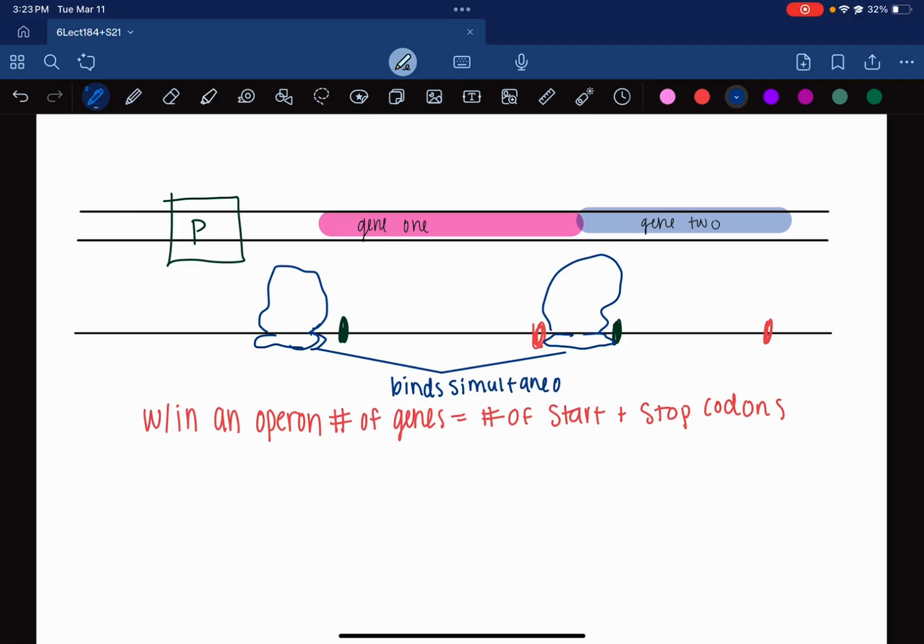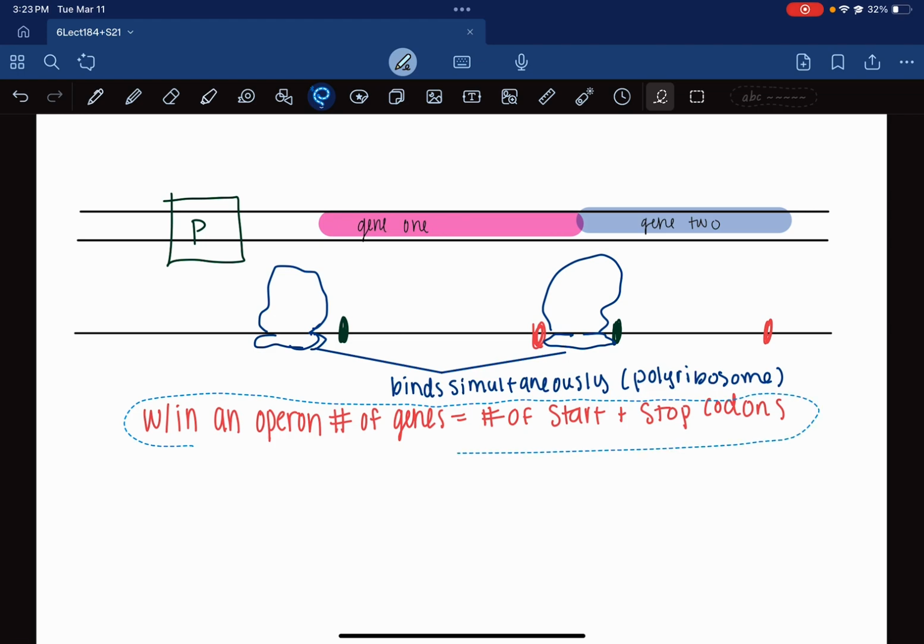Because basically, ribosomes are cranking through here. One comes here, another one joins. So there's a string of ribosomes powering out lots and lots of polypeptide. So it's super efficient, right? It is super efficient at making lots and lots of polypeptides.